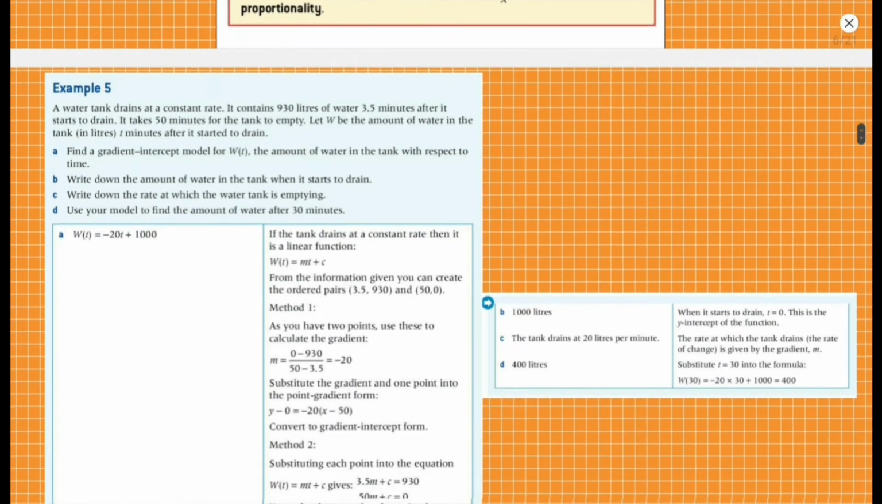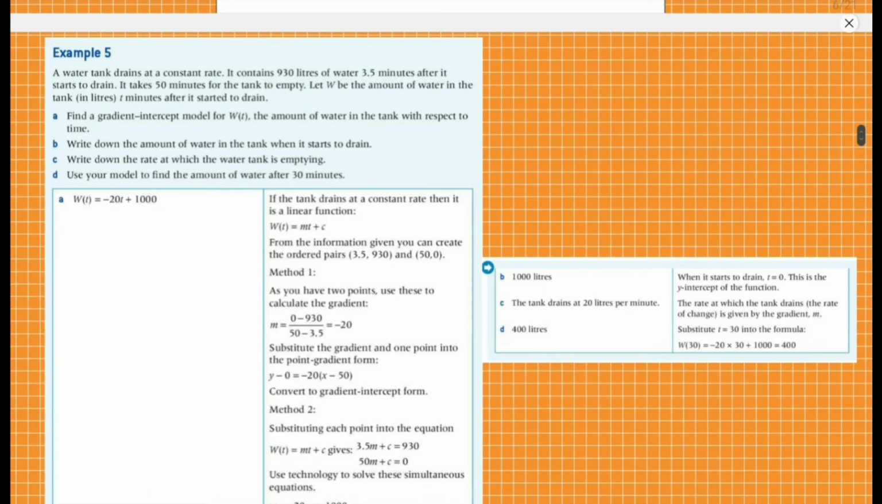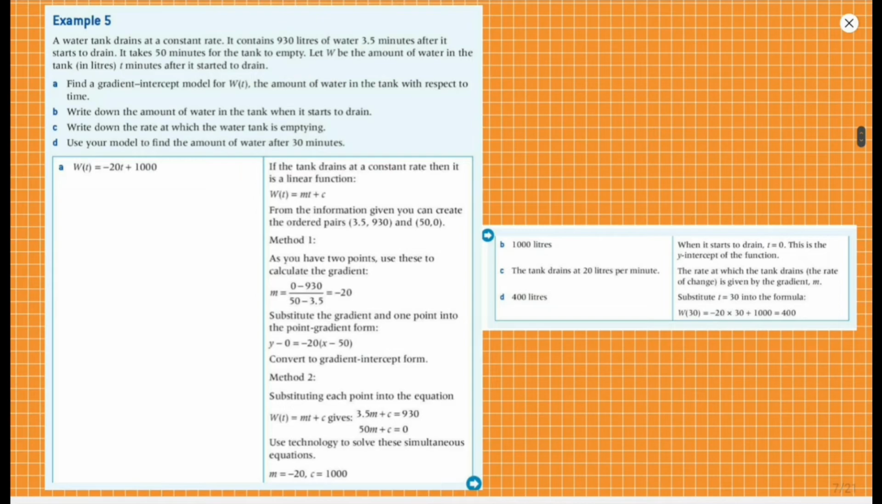I think this is quite simple because we have learned it since primary school. So let's see the example. It says a water tank drains at a constant rate. It contains 930 liters of water 3.5 minutes after it starts to drain. It takes 50 minutes for the tank to empty. Let W be the amount of water in the tank T minutes after it starts to drain. So we have to find the gradient-intercept model for the W function.